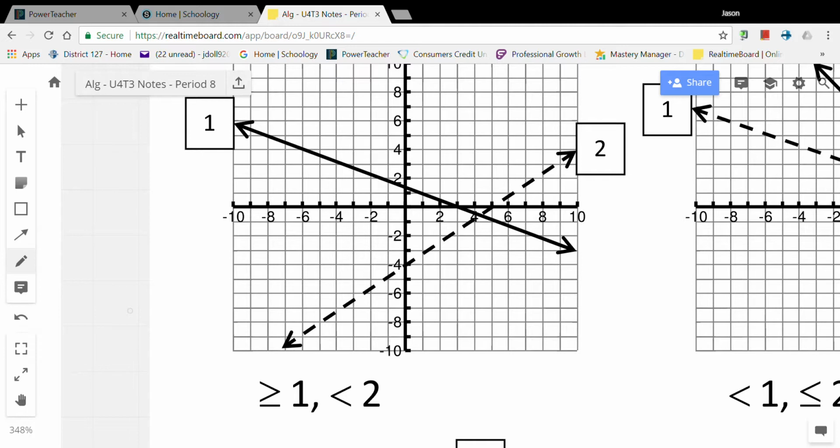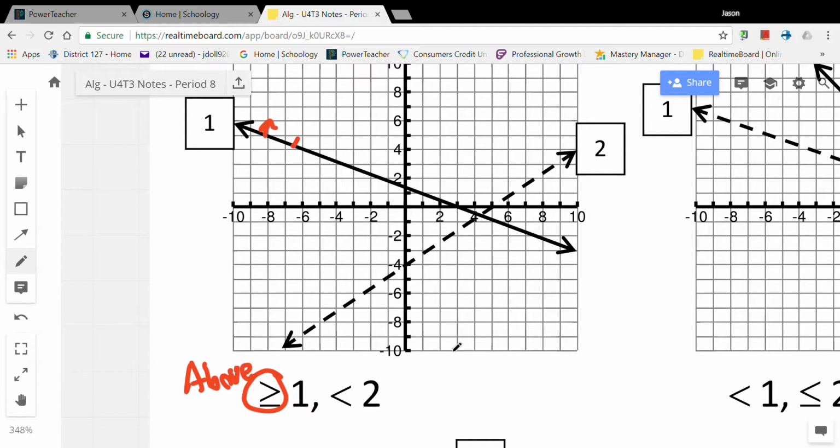Now, one way I like to do this is to, instead of completely shading the entire graph twice, use little solution arrows, is what I call them. So if we look at number 1, you can see down below our inequality symbol is greater than. So what that is telling me is my solutions are going to be above the boundary line.